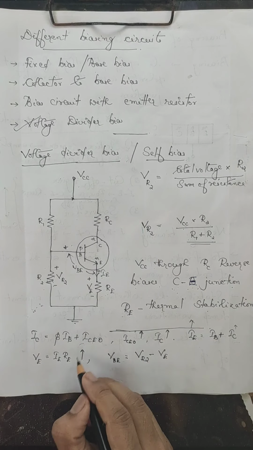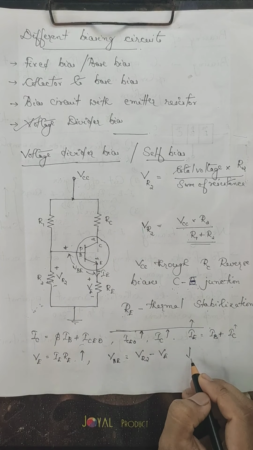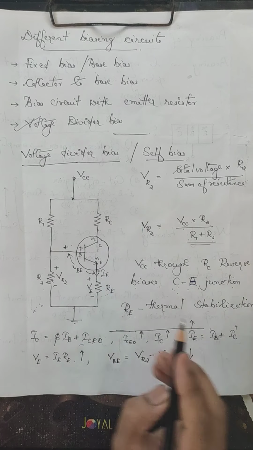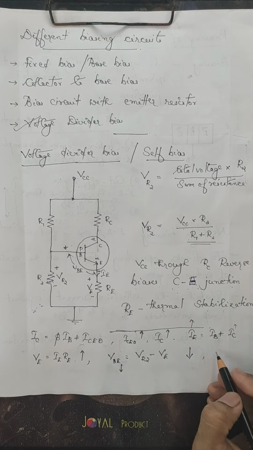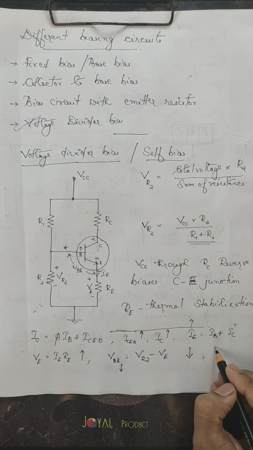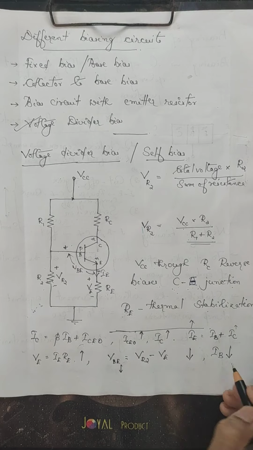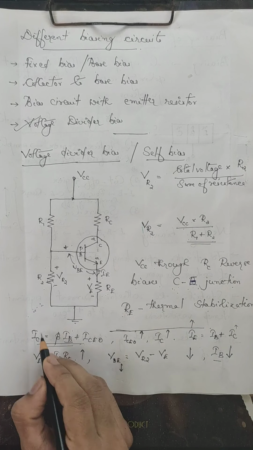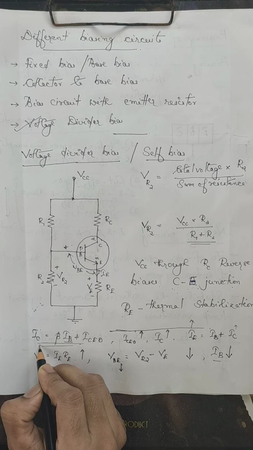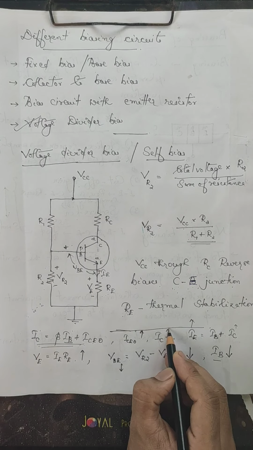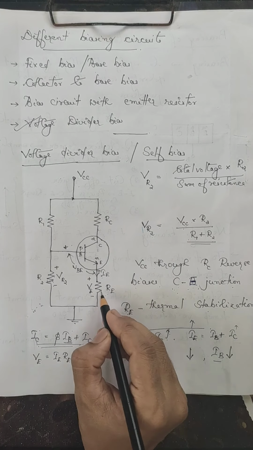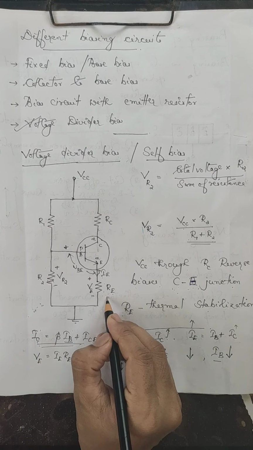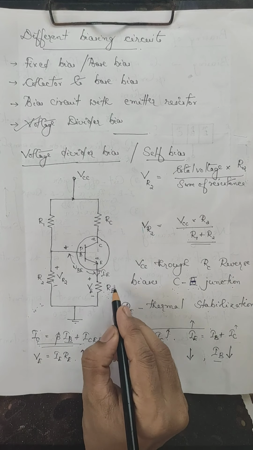So when VE increases, VBE will decrease. VBE is the voltage across the base emitter junction. When VBE decreases, the current through the base, IB, will decrease. When IB decreases, consider this equation, IC also decreases. So the increase of IC due to change in temperature is prevented with the help of this resistor RE. RE keeps IE from increasing. This is how RE provides thermal stabilization.